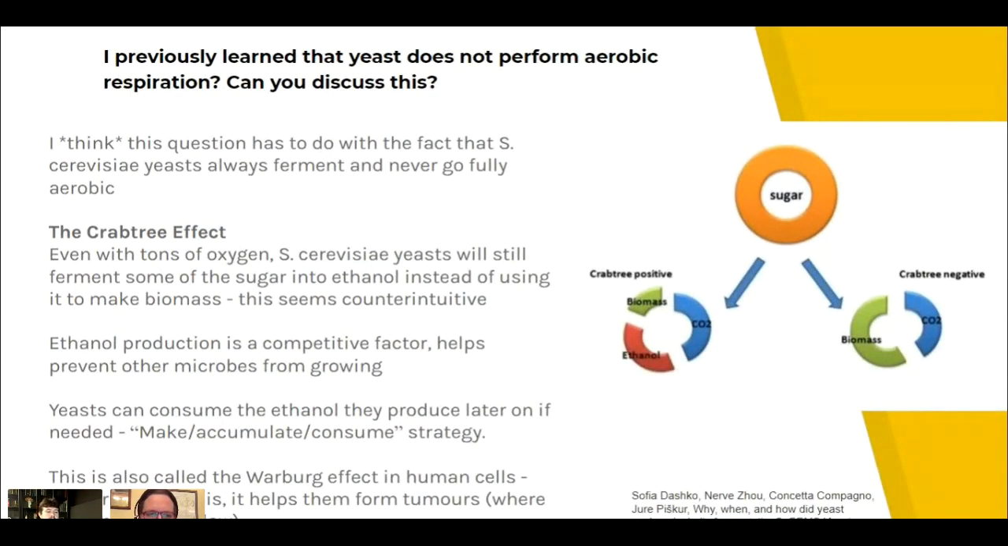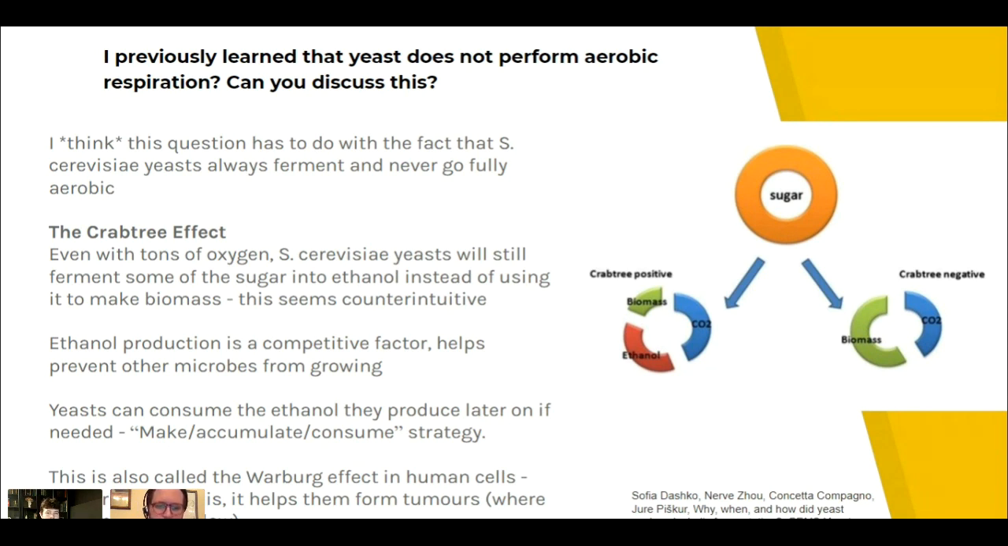Love this question. I previously learned that yeast does not perform aerobic respiration, and can you discuss this? So I wish I had gone back and asked this person to clarify, but I think that this question has to do with the fact that S. cerevisiae yeast, they always ferment and never go fully aerobic. Like if you give Saccharomyces cerevisiae yeast all the oxygen in the world, all the sugar in the world, for some weird reason, it still ferments. Even though it's probably survival. Yeah, exactly. It still ferments.